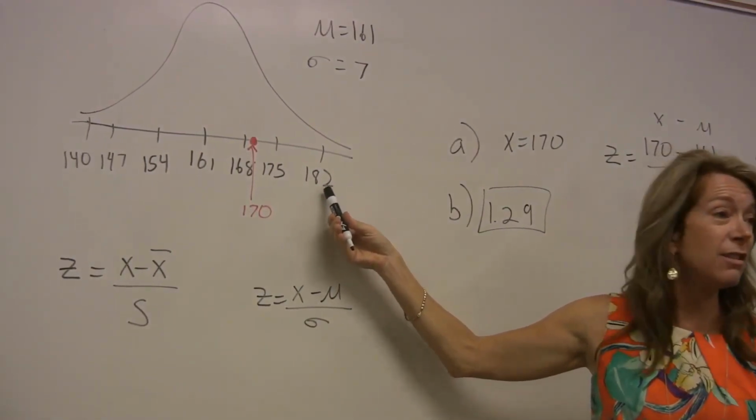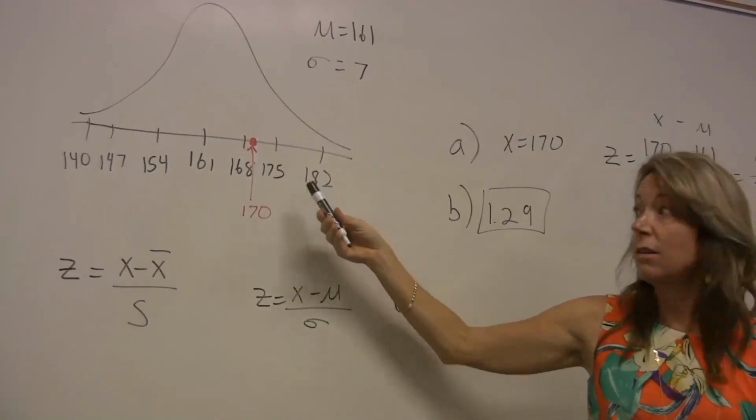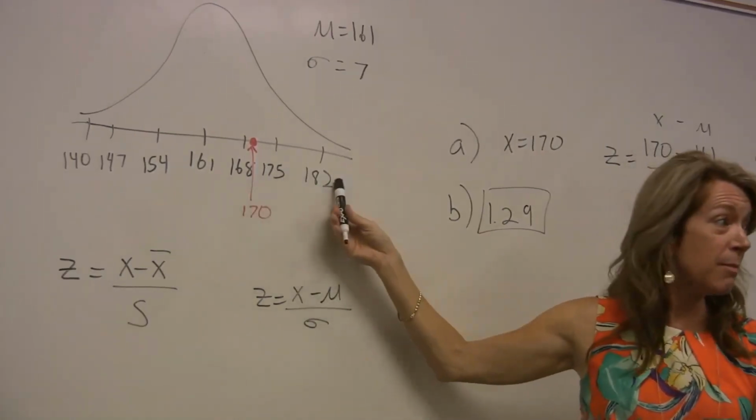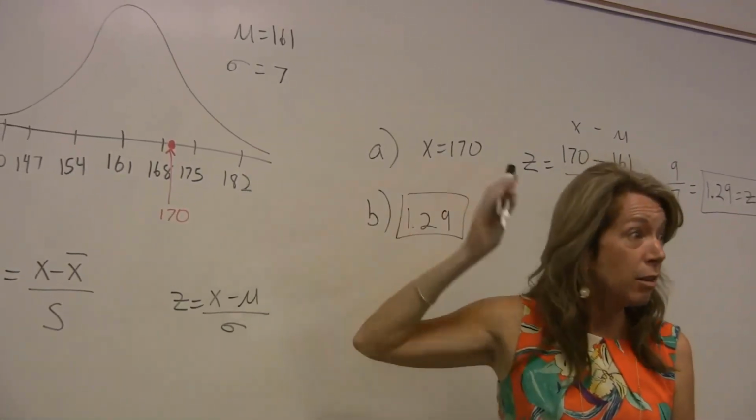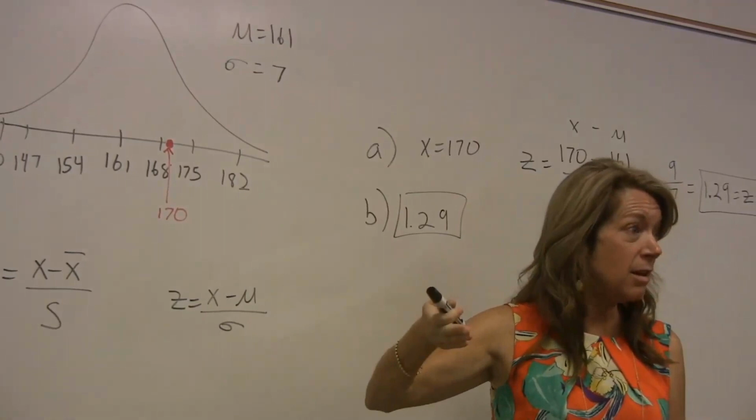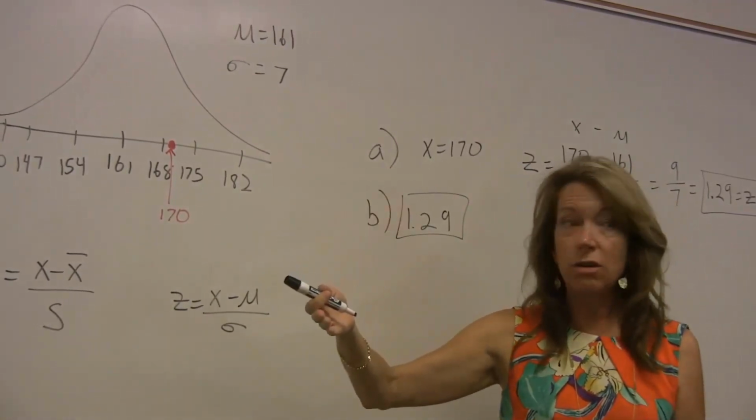Well, how many standard deviations from the mean is 182? 1, 2, 3 steps away. So guess what the z-score is? 3. It's 3 steps away from the mean, 3 standard deviations. The z-score is 3.